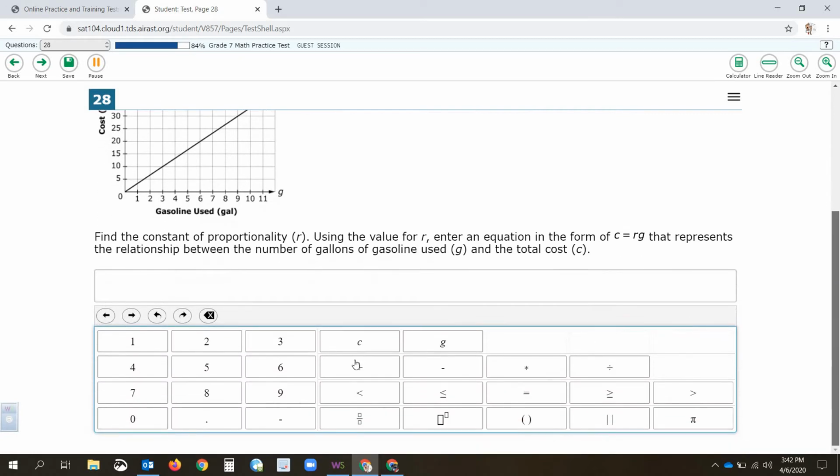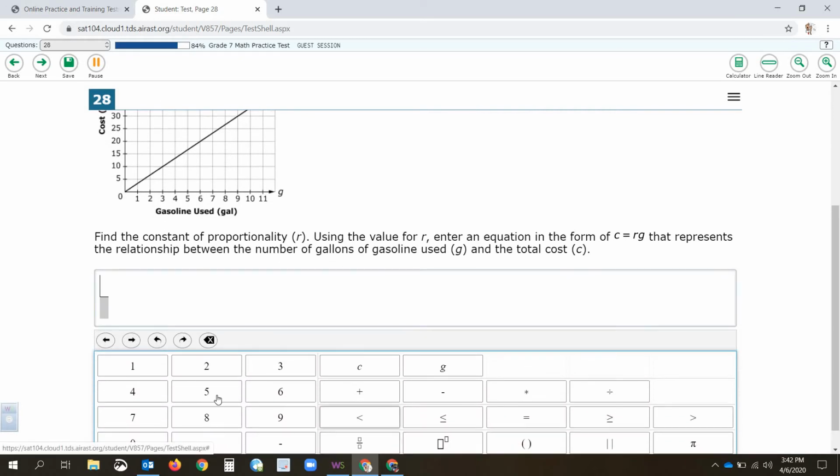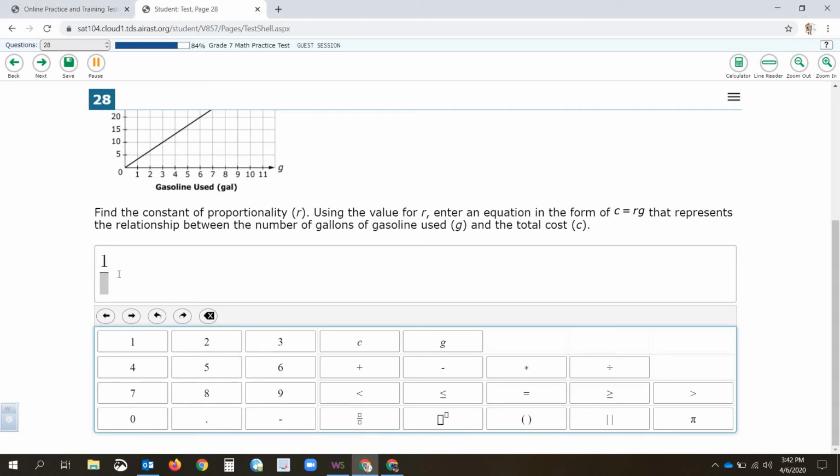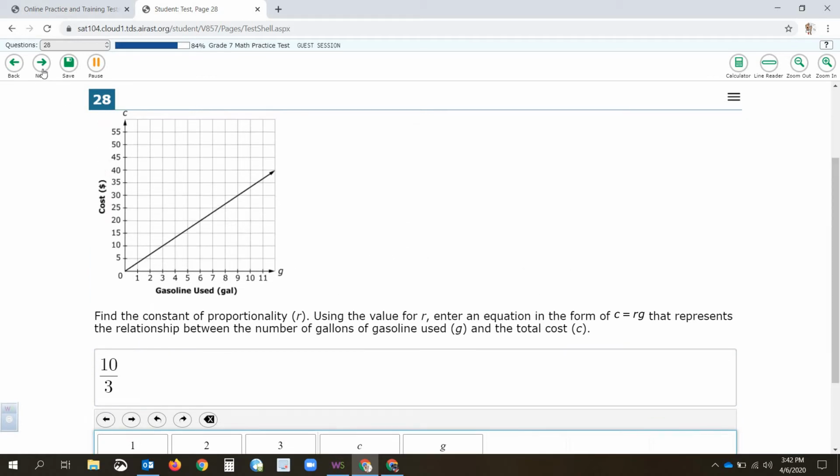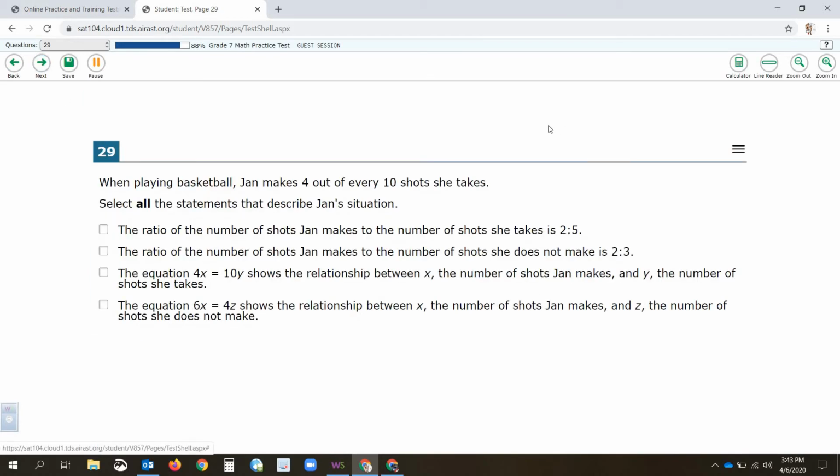So the value of R is 10/3. I'm going to click on the fraction here, and I'm going to put 10 for the numerator, and I'm going to put 3 for the denominator. And that is the value of R, the constant of proportionality. All right, that's 28. Let's go on to number 29.